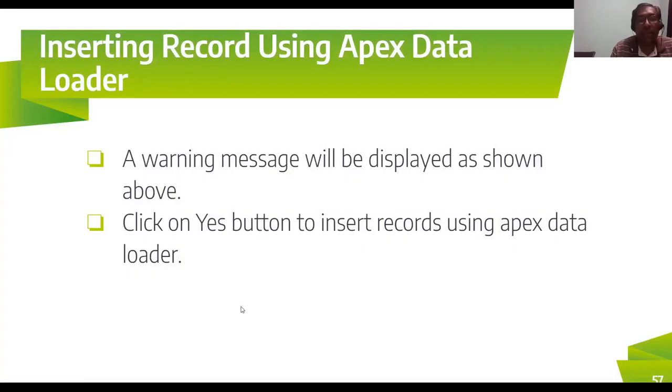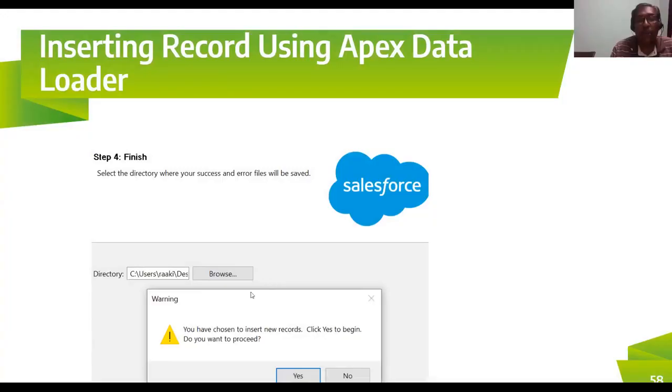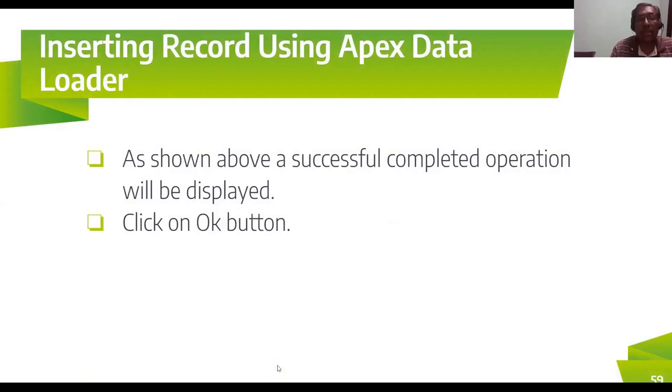Once we're done with it, a warning message will be displayed as shown above. Click on the yes button to insert the records in Apex Data Loader. Then it will show you the warning message, or else, do you have chosen insert record? Click yes to begin. Do you want to proceed? Now click on the yes button. As I've told you, after you ignore the warning message, you're going to say yes.